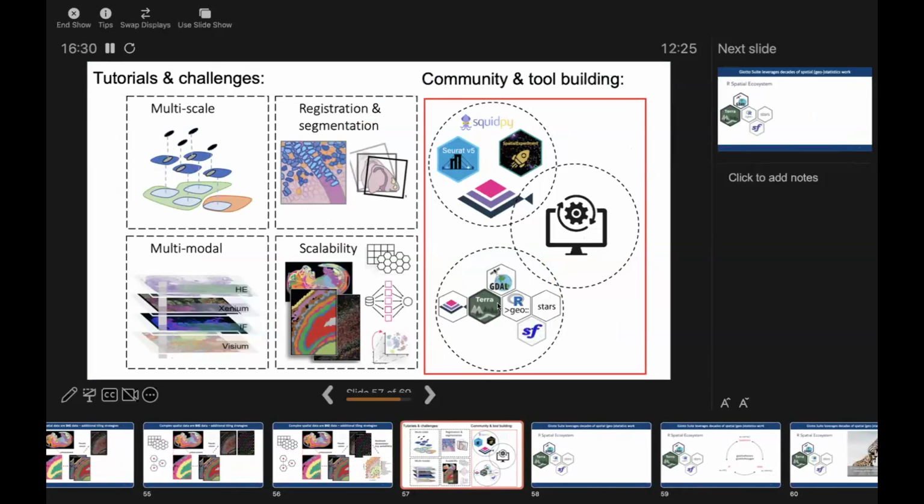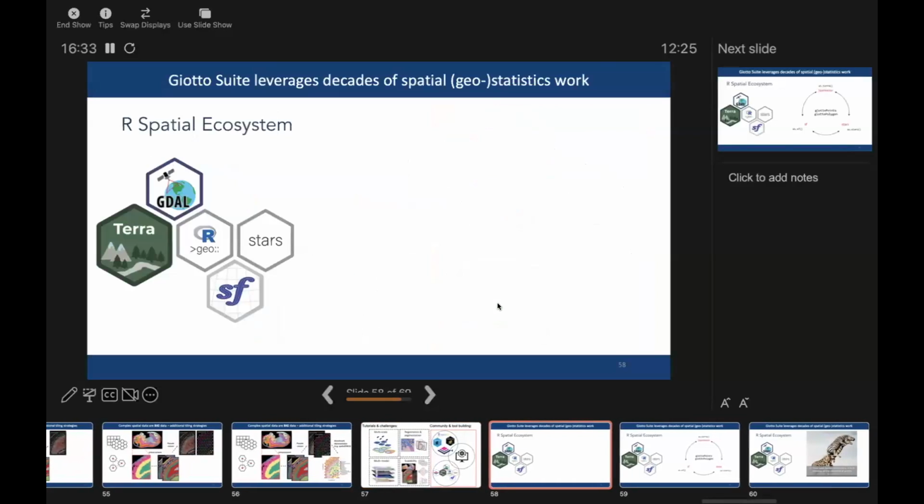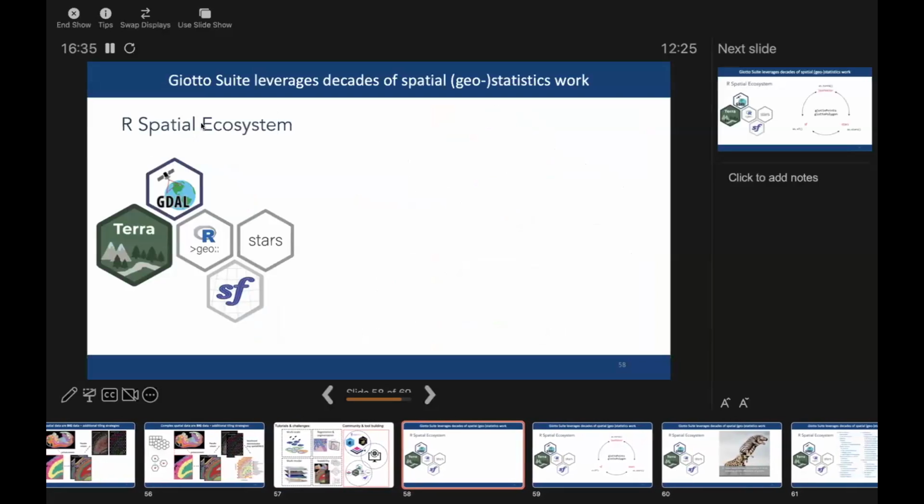But what I'm probably most excited about is that we build on top of known existing structures in the R spatial ecosystem. The R spatial ecosystem is literally decades old, and they have beautiful packages that do all sorts of really amazing spatial statistical work.